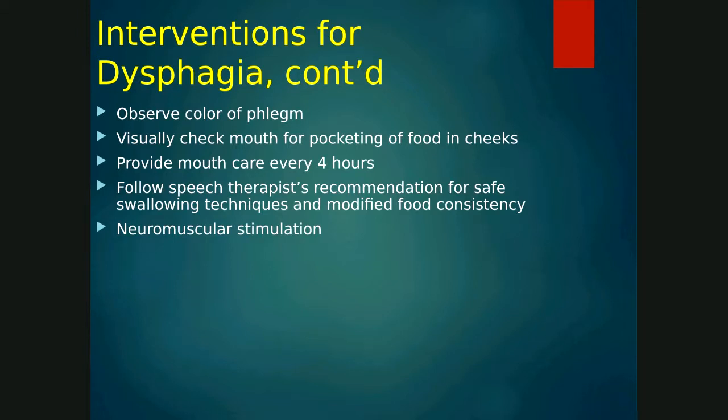Mouth care is very important. Visually checking the mouth for pocketing of food in the cheeks before and after meals. Doing mouth care before and after meals is very important too. Observing color of phlegm, really thick, yellow, greenish, purulent phlegm is not a good sign. That's usually a sign that there's white cell buildup in the secretions that are coming from the lungs, which is a sign of infection. So monitoring closely for that and asking about that when you're doing an assessment on a patient. If they're saying I cough and it is productive, what's the color of the sputum? And then neuromuscular stimulation.